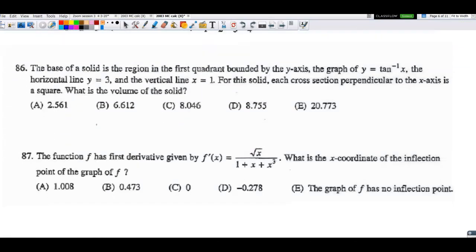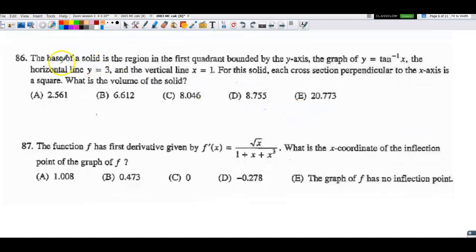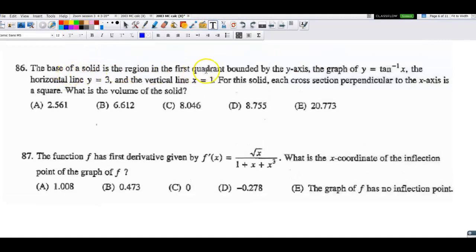Number 86, we are doing volume of known cross sections. We're not actually doing that in the year 2020. So if you're in that year, you can move the video up a little bit, but I'm going to go ahead and go through this problem for years to come. The base of a solid is in the first quadrant, and we're looking at the graph of y equals inverse tangent, which I'll look at in a second, and the line y equals 3 and the vertical line x equals 1. Each cross section is perpendicular to the x-axis, so the first thing I know is that I am in terms of x. That's one thing I know.